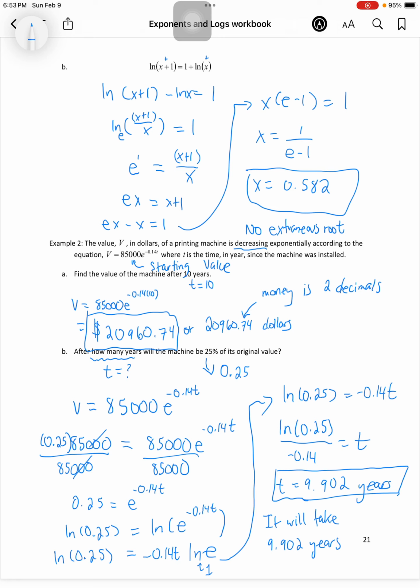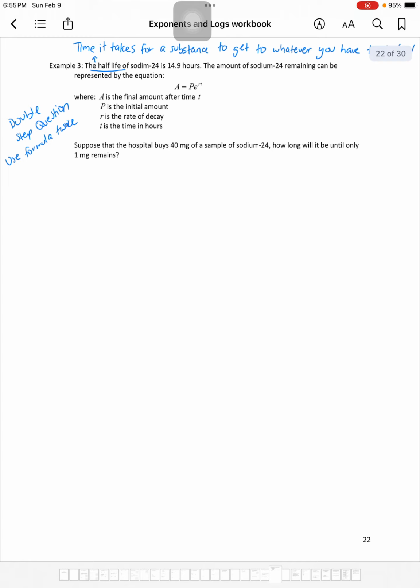One thing I want to note is, would it make sense if, let's say I got t as negative 200? No, it would not make sense because you can't go backwards in time. You're not going to say it takes negative 200 years to get this value, right? So you have to think logically, does my answer make sense? But that's it for this word problem. So now we're going to go to the next one.